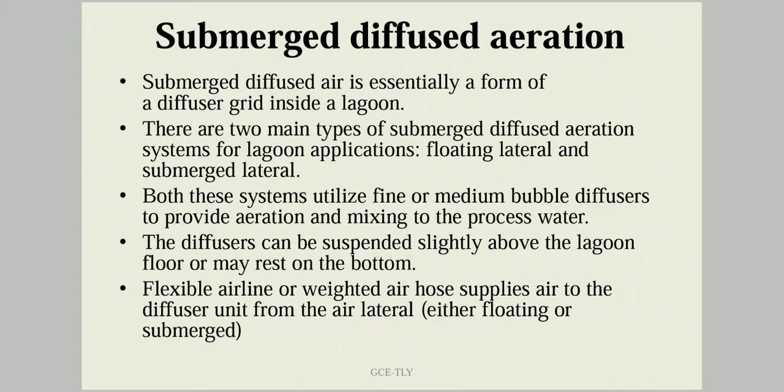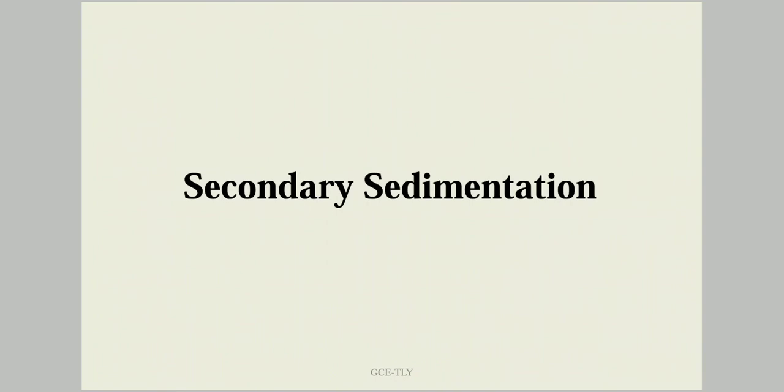These diffusers can be suspended slightly above the lagoon floor or may rest at the bottom. So we can fix it at the bottom or it may be suspended above the bottom of the pond. A flexible air line or weighted air hose supplies air to the diffuser unit from the air lateral. There is an air lateral pipe which supplies the air into the diffuser. So it disperses the water into the stream either in slow floating or submerged condition.